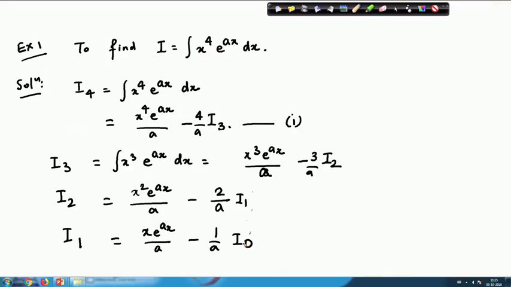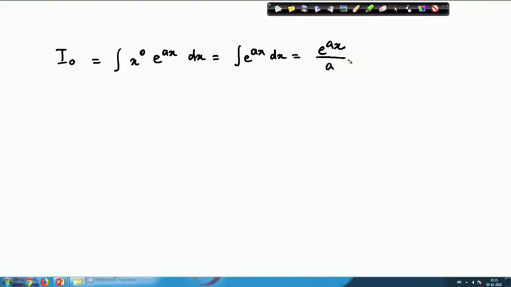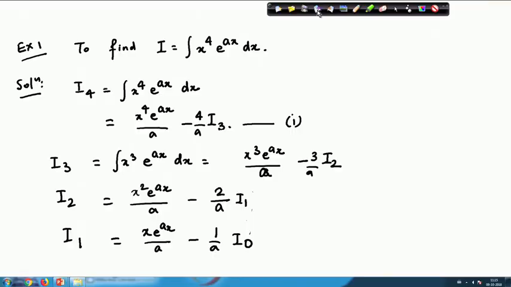Now I can calculate I0. What is I0? I0 is the integral of x to the power 0 e to the power ax dx. So x to the power 0 is 1, then we are left with the integral of e to the power ax dx, which is basically e to the power ax by a. So now we will go backwards.